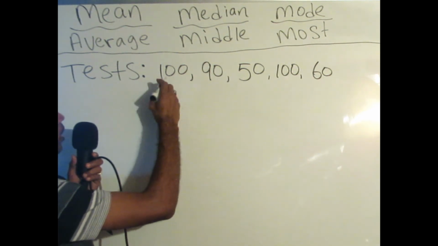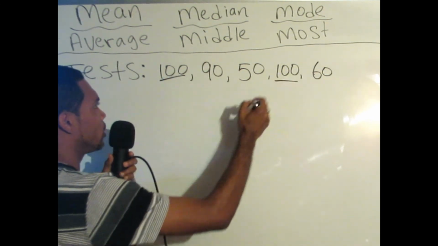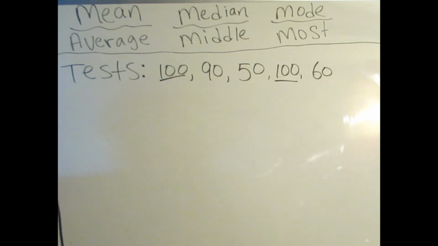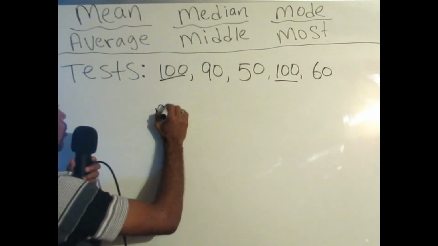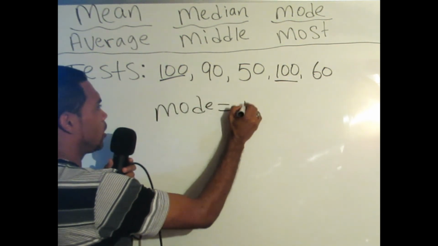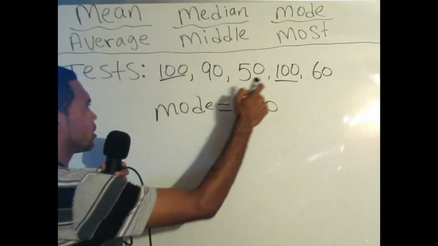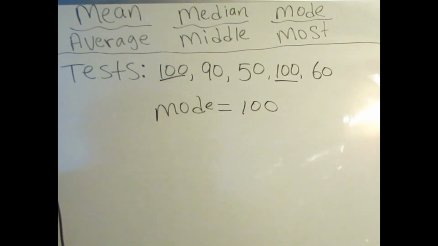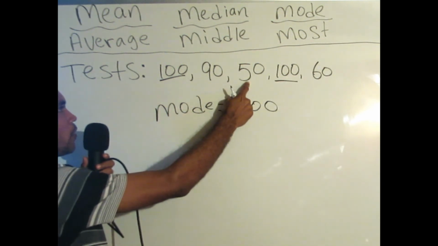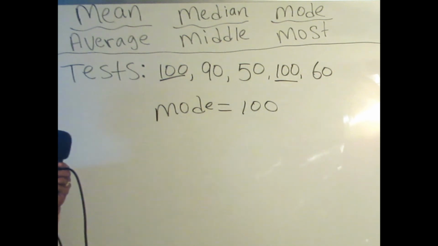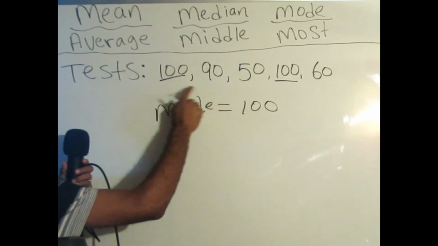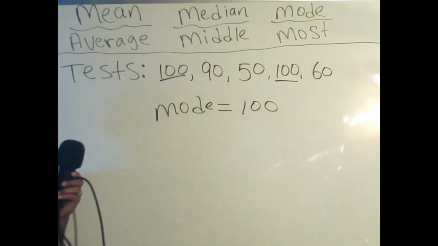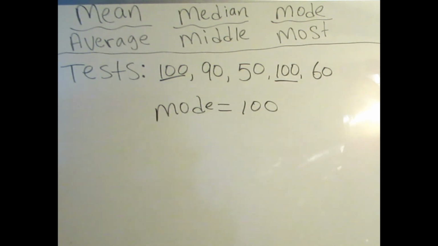And in this set, we have 2 sets of 100 and 1 set of the others. So our mode is equal to 100. So it's a number that occurred most. So if we would have, say, 5 sets of 50s, then our mode would have been 50. But in this case, we only have 1 fifty. But the most occurring number is 100. So our mode is 100.